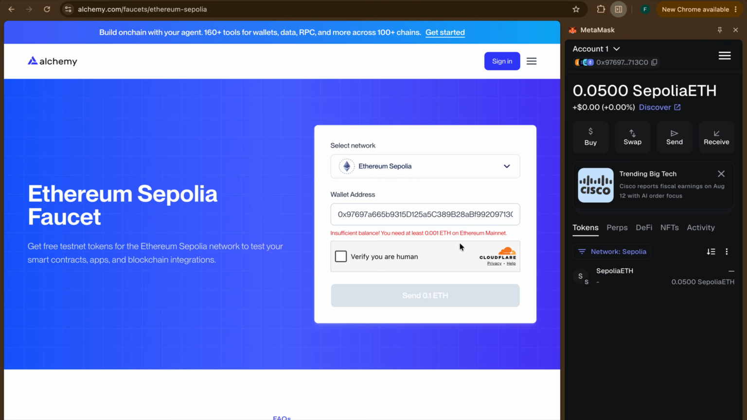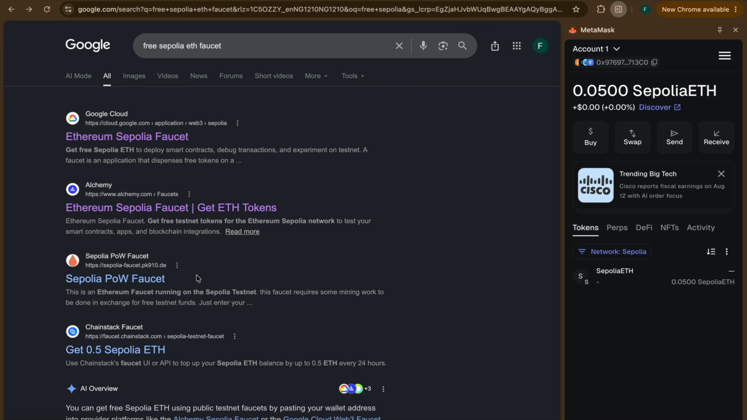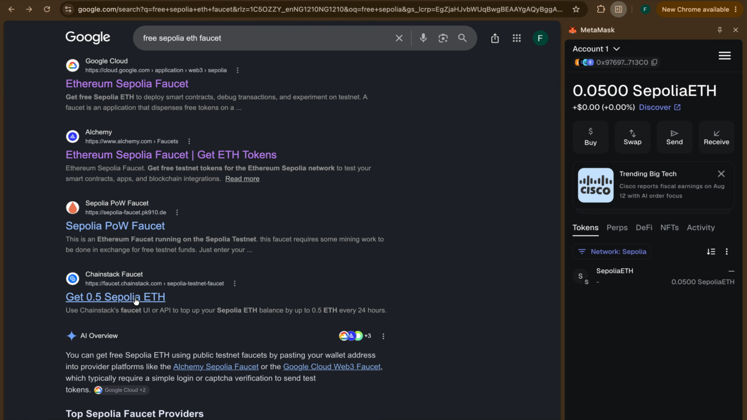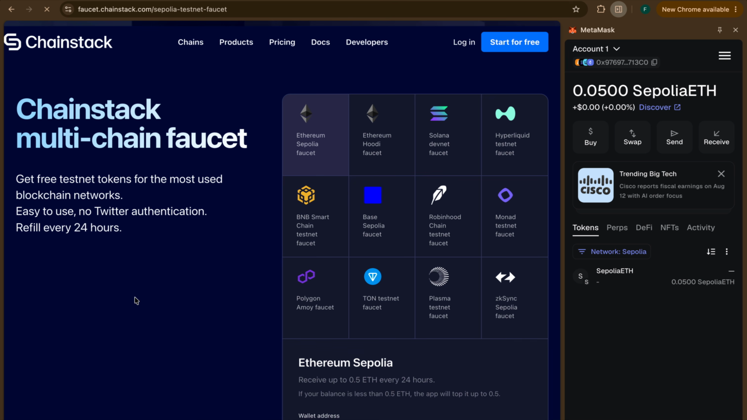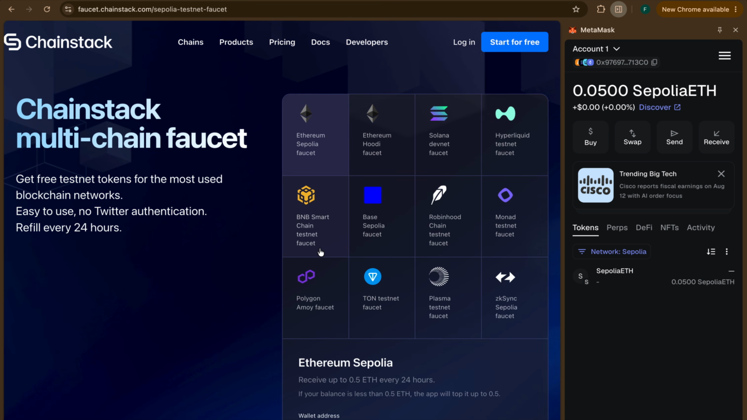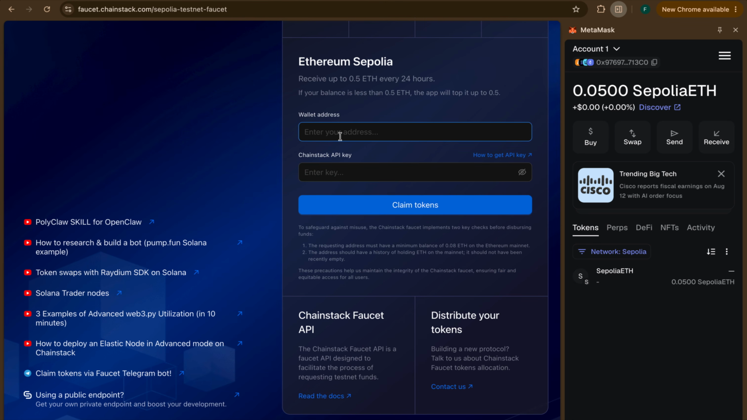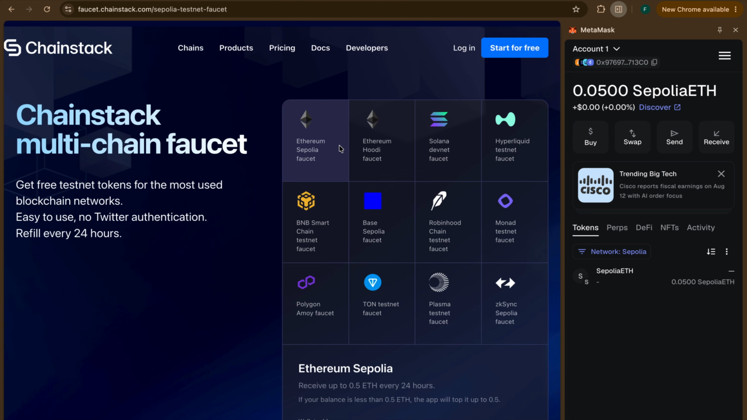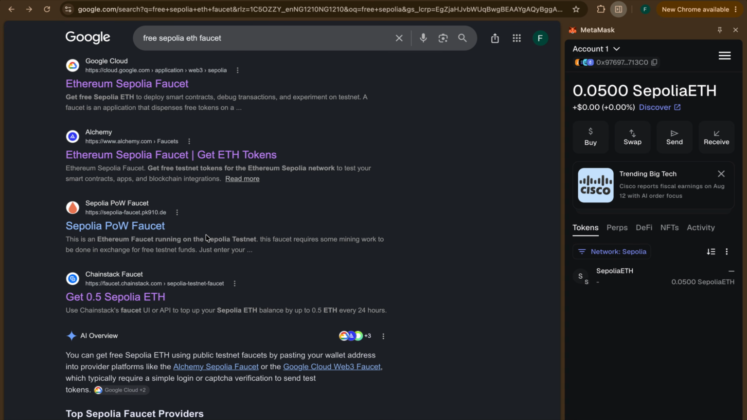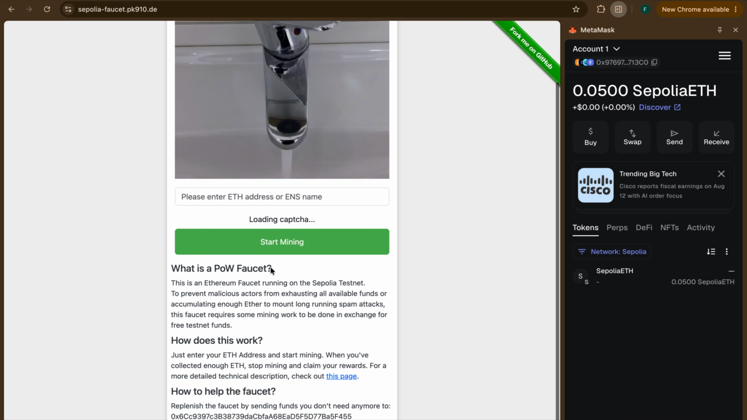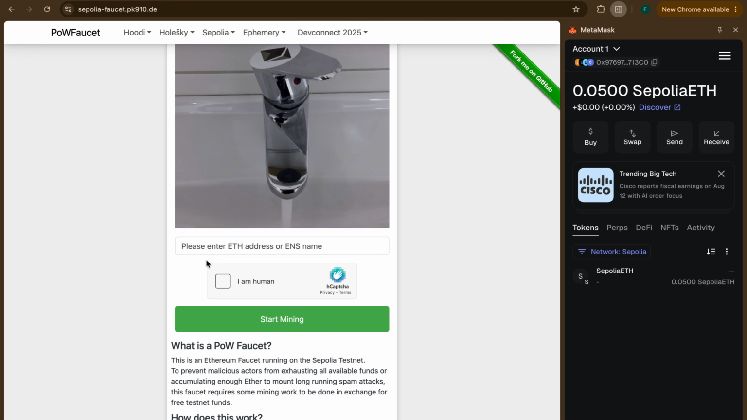Oh, so this one says you must have ETH on your Ethereum mainnet. I'm not going to fund the Ethereum mainnet, but you get the point. So basically, you can still check all of these Sepolia faucets. This one needs a Chainstack key. I'm not going to register for Chainstack. Let me check this.